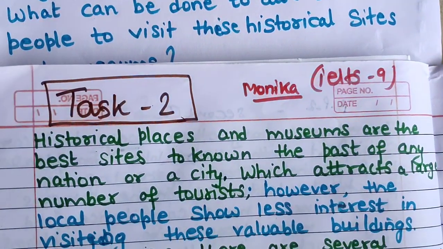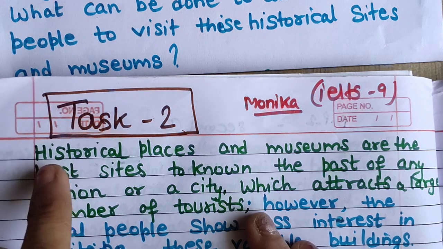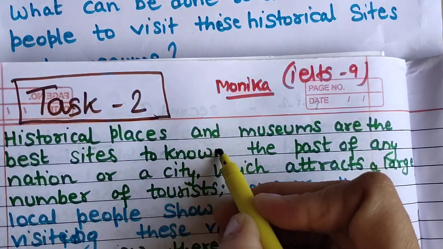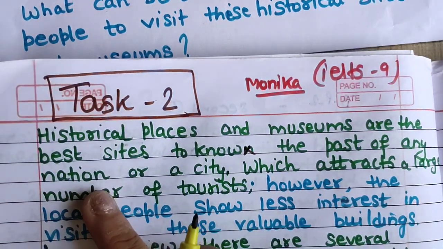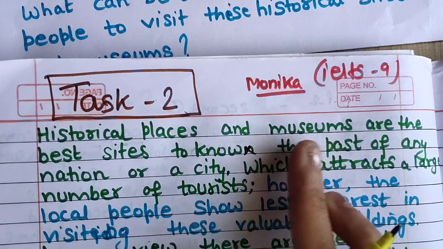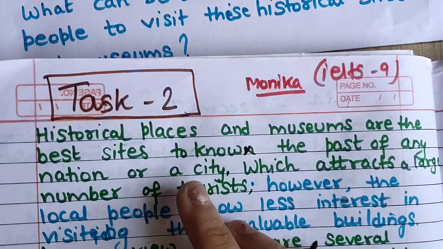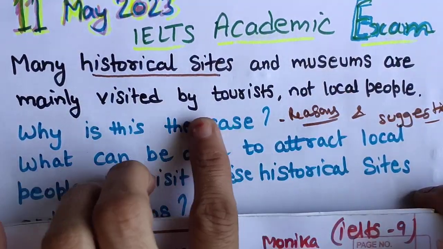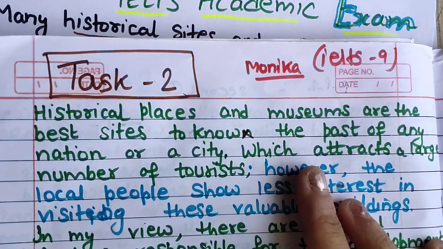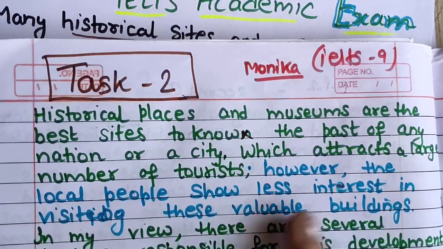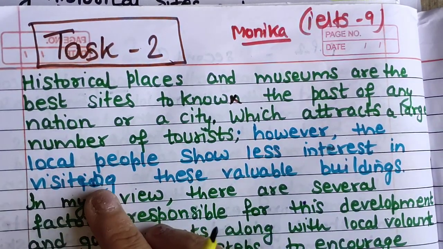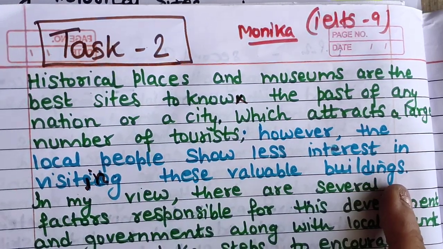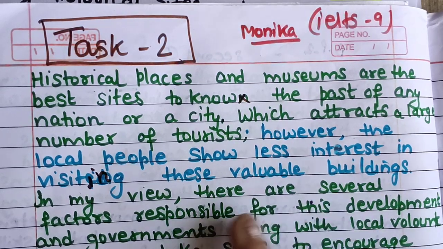Okay, now what I have written, you can see this. Historical places and museums are the best sites to know the past of any nation or a city. So these are the best places to know the past of any nation. And then, coming to the main point, they are visited by tourists, not by local people. Now this is the reality. However, the local people show less interest in visiting. So this is the visiting spelling, somehow it was misspelled, these valuable buildings. In my view, there are several factors responsible.